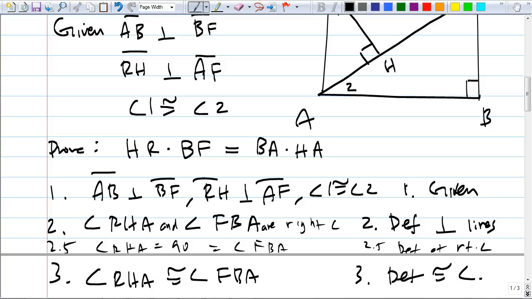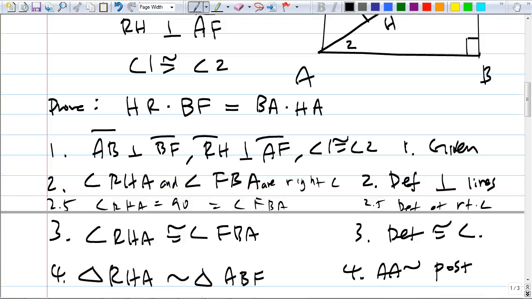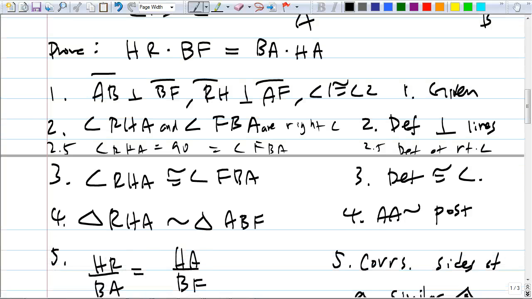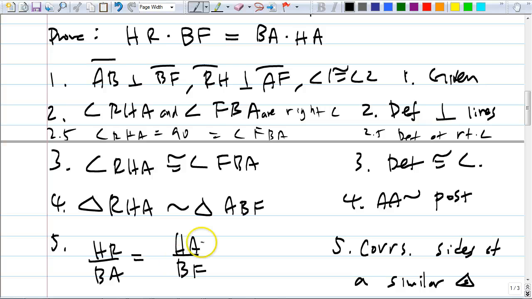These are similar. By the way, does the order matter? RHA and then ABF? Okay, it does matter. You have to use the corresponding vertices, otherwise it's wrong. Now, this is the important part. Listen. We want to show something about RH, BF, and BA and HA, right? So, which pairs are we going to say they're in proportion? Yes. HR over BA equals HA over BF.